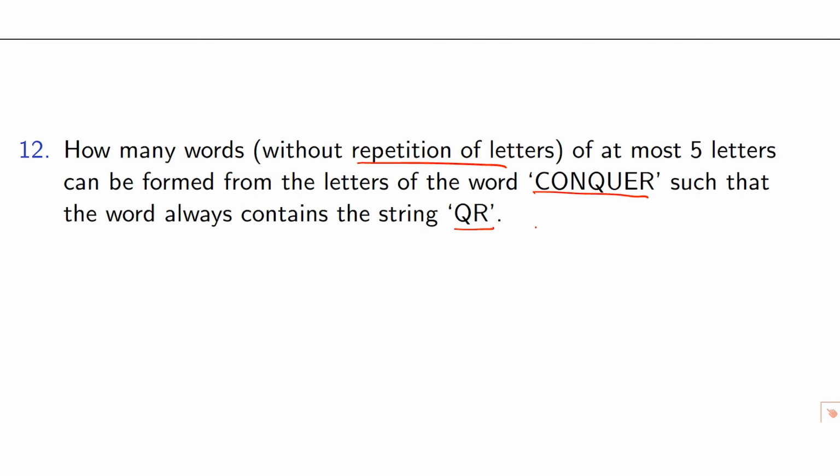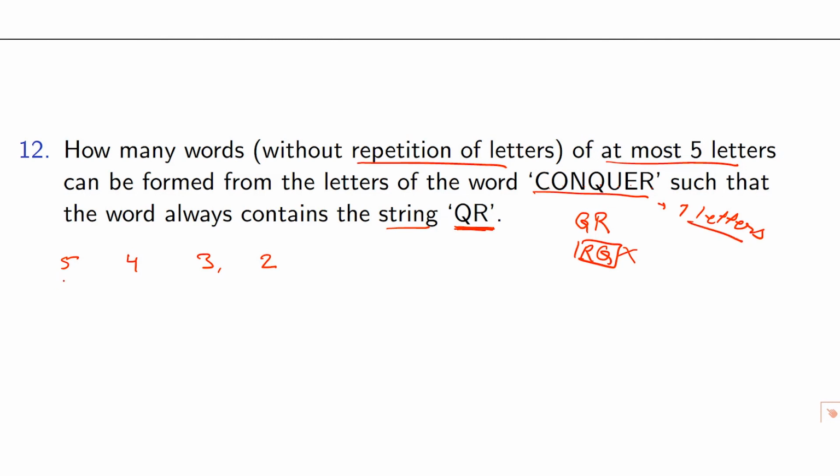So we have to form words of at most 5 letters, and the letters will be C, O, N, Q, U, E and R, such that the word should contain the string QR. So it can be of 5 letters, 4 letters, 3 letters and 2 letters, not less than 2, because words should contain the string QR. And by the string we mean that the word should contain QR, not RQ. RQ will not be considered. And we have a total of 7 letters, C, O, N, Q, U, E and R.